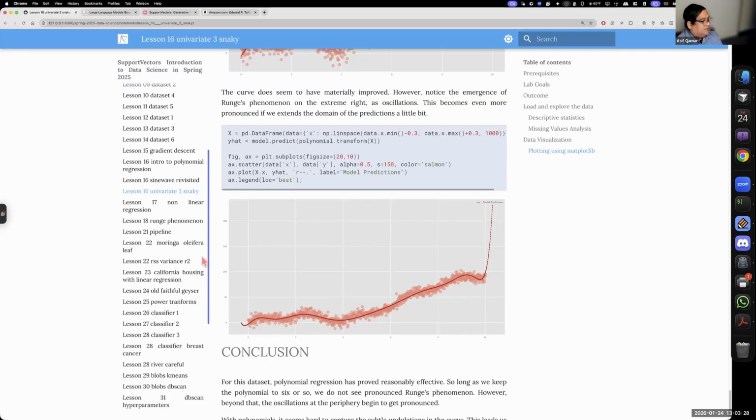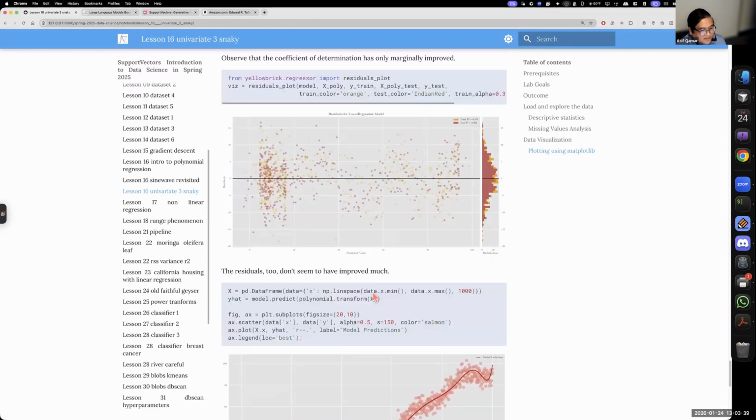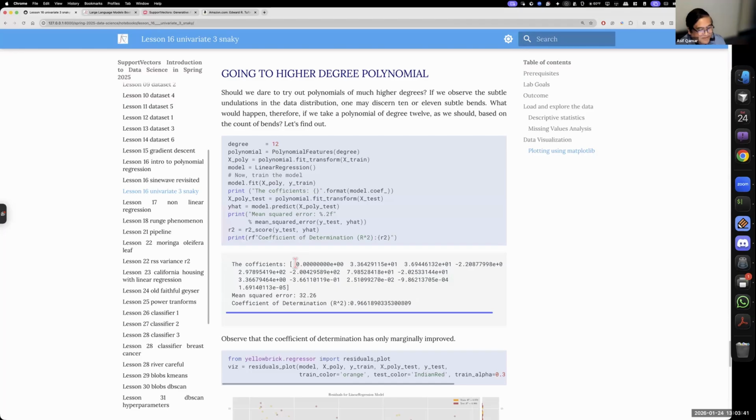Polynomial regression, absolutely, you can write down the whole equation. It's very easy. They're polynomial coefficients. It will tell you what each of the coefficients is. So you see these coefficients: it is this plus this times x plus this times x square plus this times x cube. You see that, right?